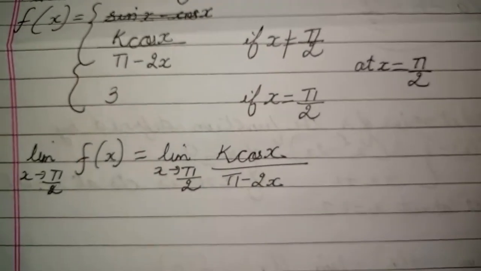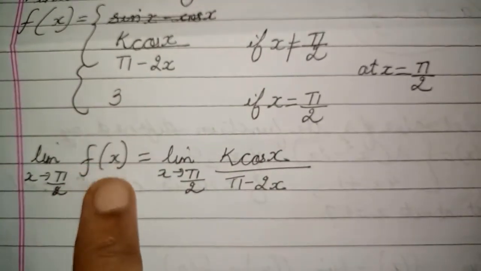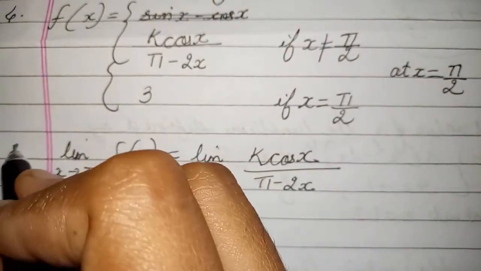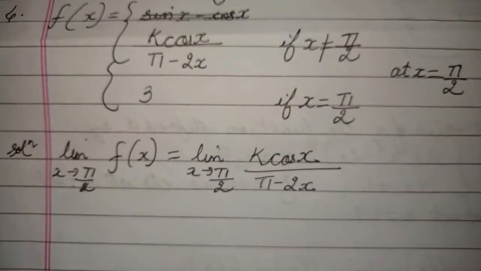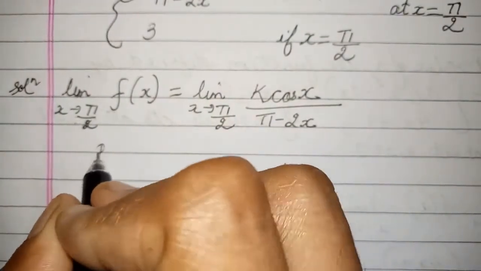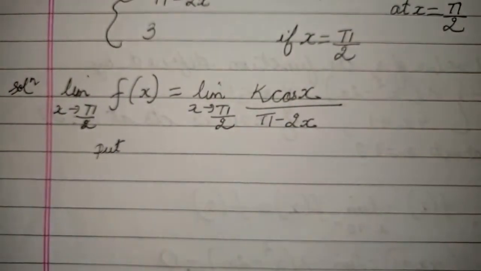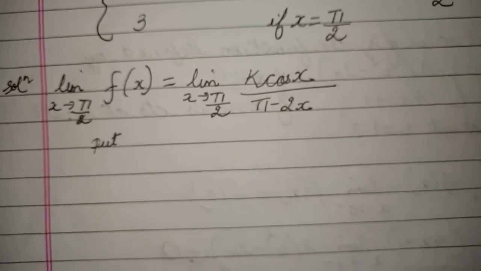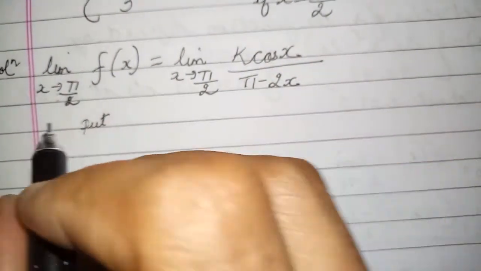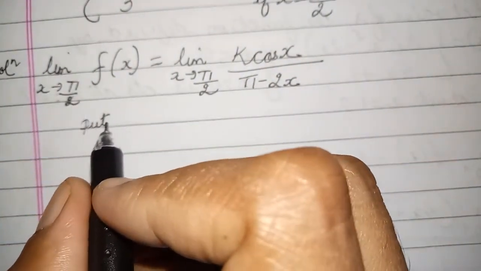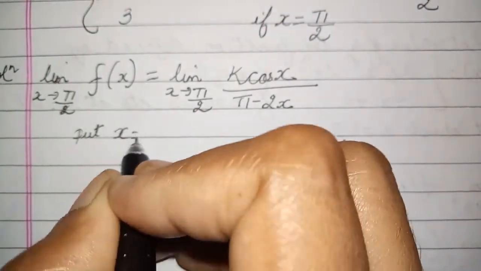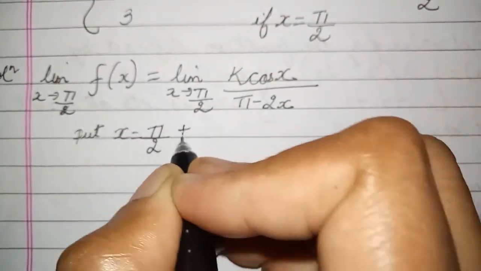So we are going to use the definition. The limit as x tends to pi by 2 of f of x is equal to the limit as x tends to pi by 2 of k cos x divided by pi minus 2x. Okay, so I am going to make a substitution here. Children, you remember you have solved this kind of problem last year in limits. When x tends to a, you can put x as a plus h. So I'm going to put x equal to pi by 2 plus h.